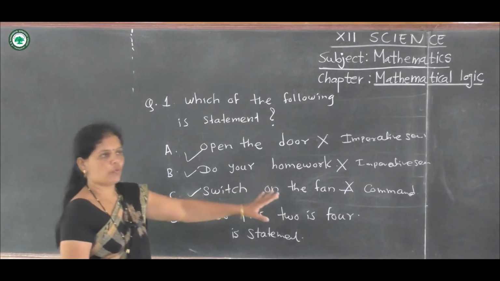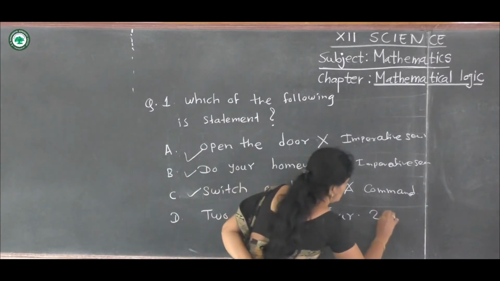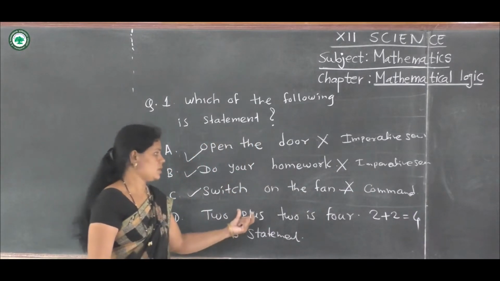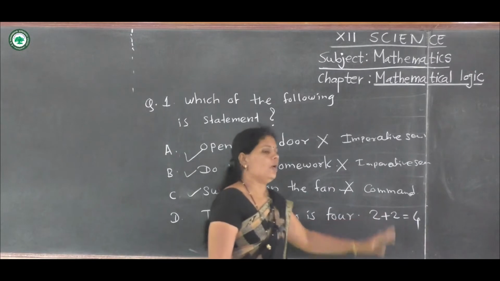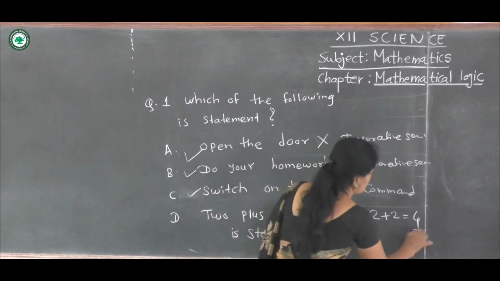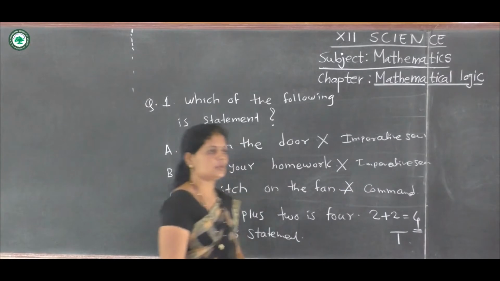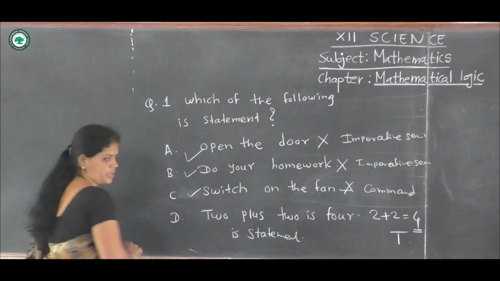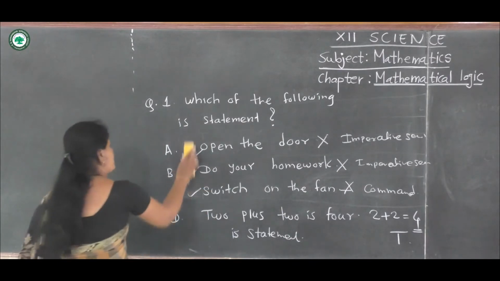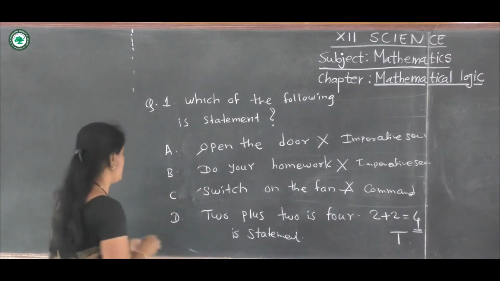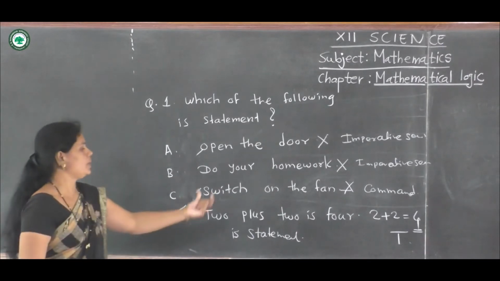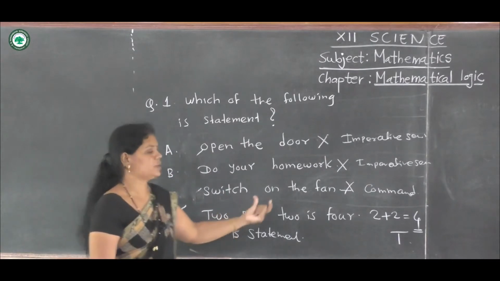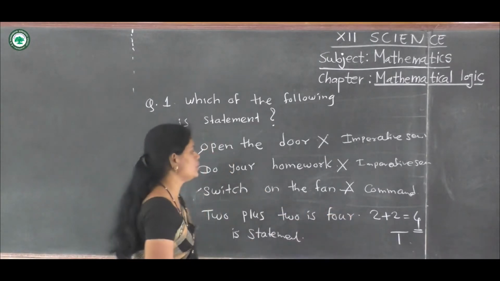2 plus 2 is equal to 4, which is a statement, because 2 plus 2 is equal to 4 is a true statement. Therefore, our option is number 4, D, 2 plus 2 is 4.